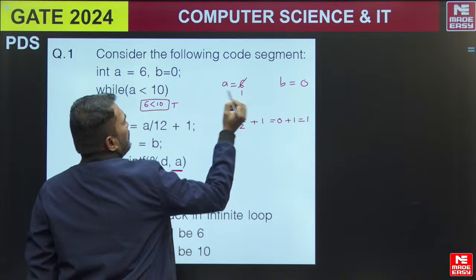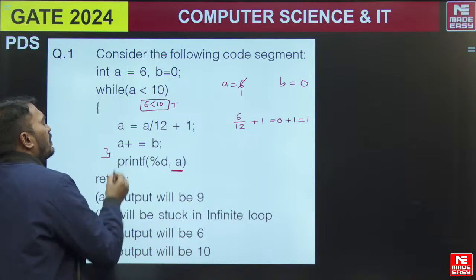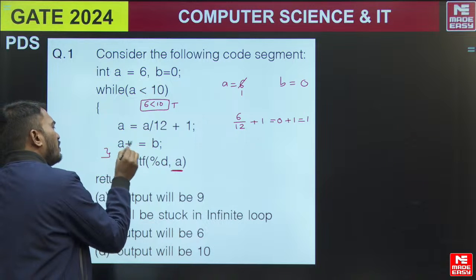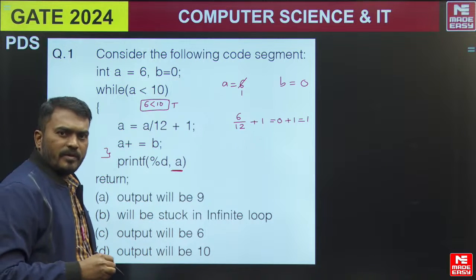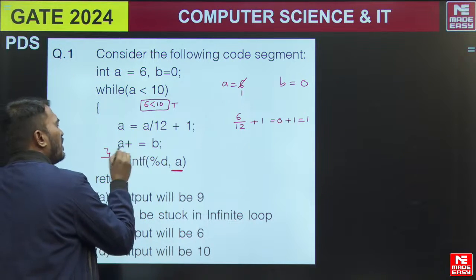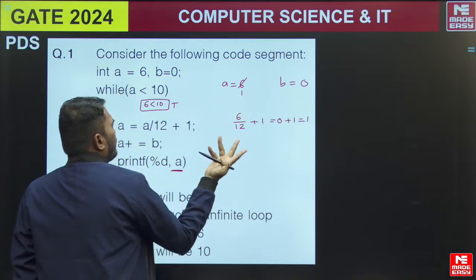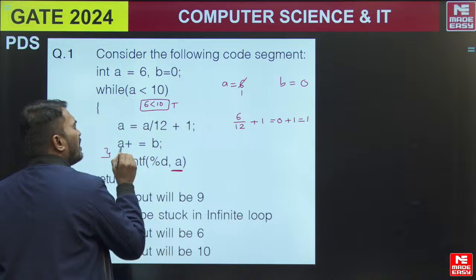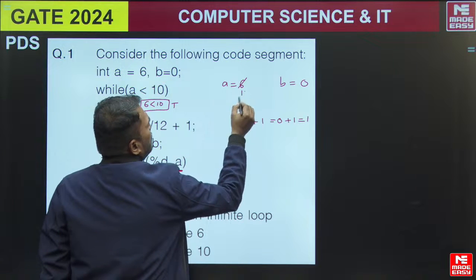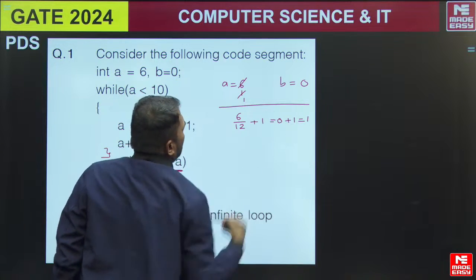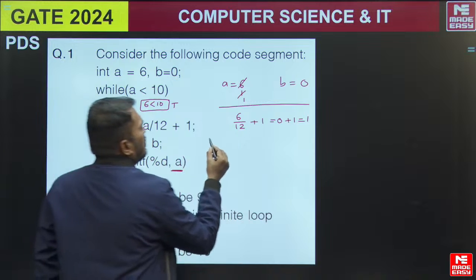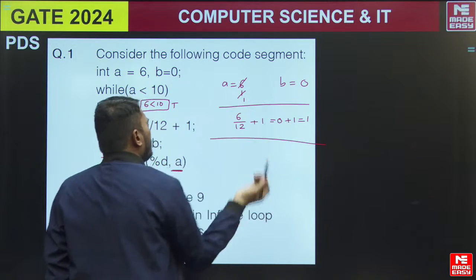Look, what is the value of a now? 1. Now a's value is changing again here: a plus equal to b is a compound statement, everybody knows its meaning. a equal to a plus b. The value of b remains the same, 0. So a equal to a plus b means 1 plus 0, which is 1 only. So in the next iteration, a value is 1 and b value is 0 only.